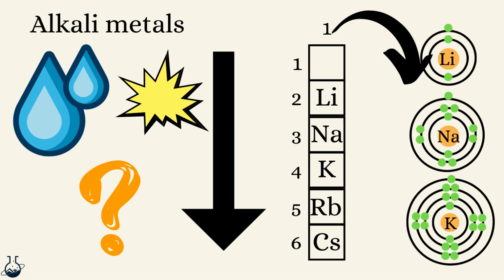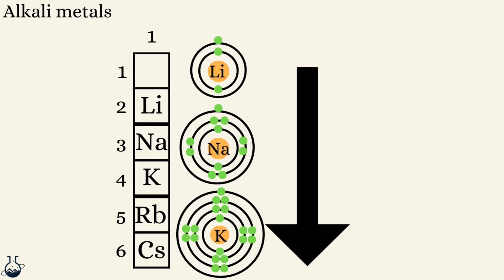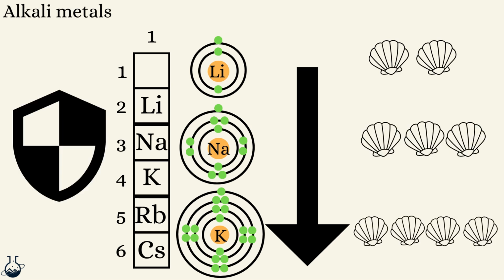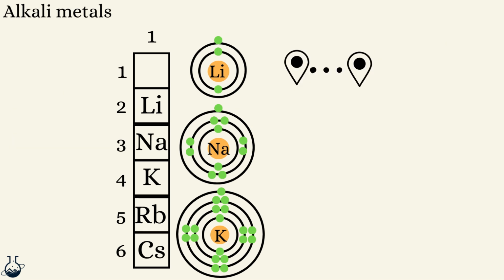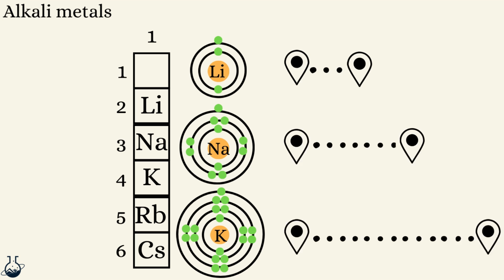Look at the size of the atoms. As you go down the group, the atoms get larger. We get more shells, which provide a shielding effect between the positive nucleus and negative electrons. As the atoms get larger though, the distance between the nucleus and valence electron also gets further. In other words, the distance between a positive nucleus and negative electron gets further.